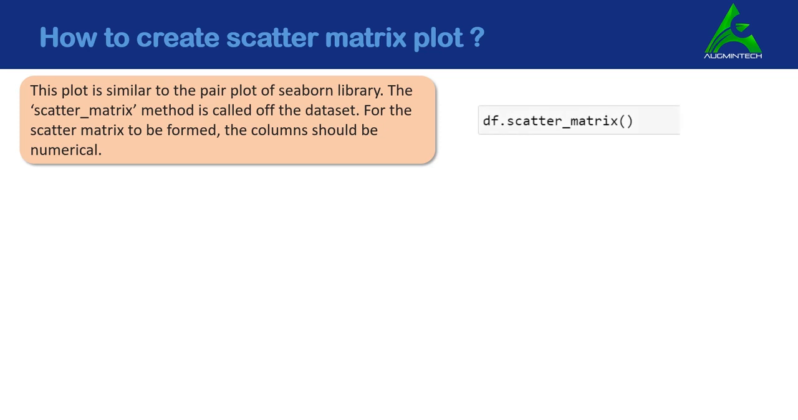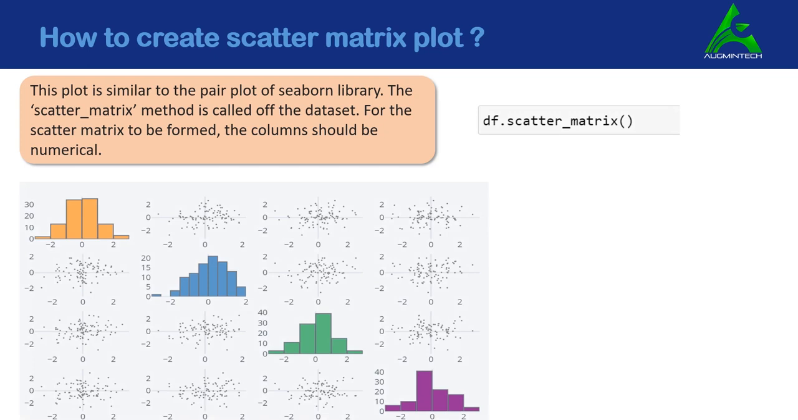And then here we do df dot scatter underscore matrix, which would give us this pair plot kind of matrix, which is known as a scatter matrix plot in Plotly. So you can see here the diagonals are histograms and all others are scatter plots.